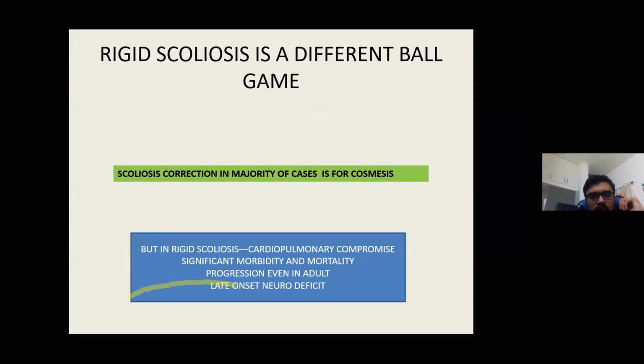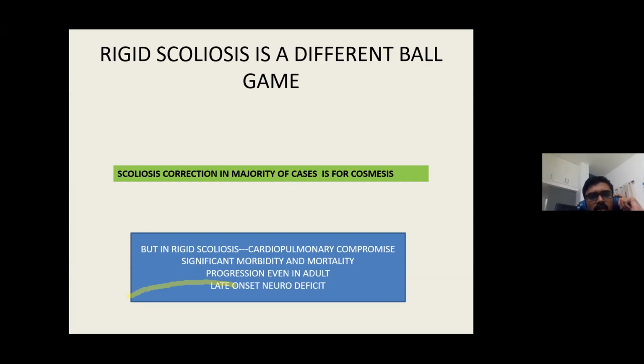For example, the patient may have a poor pulmonary reserve. When you do the pulmonary function test, his FEV1 and vital capacity will be reduced. And if the patient is long-standing with respect to his respiratory problem, he may have pulmonary hypertension. All this complicates the anesthesia part of the surgery, as well as the surgical morbidity and mortality.